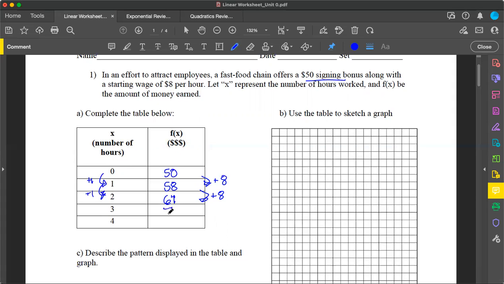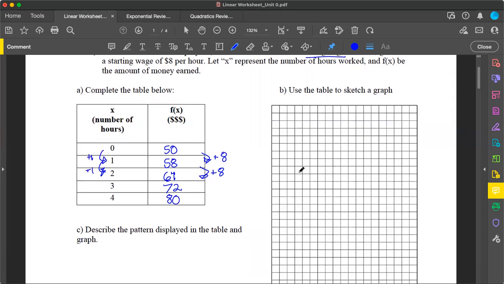So it goes to 64, just like Nintendo. 64 and 8 gets you 72. And then after 4 hours, we can make $80. And we'll use the table to sketch the graph. Simple enough. We can make a pretty basic XY plane.